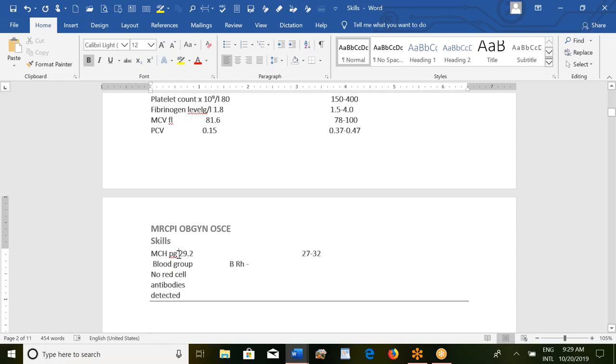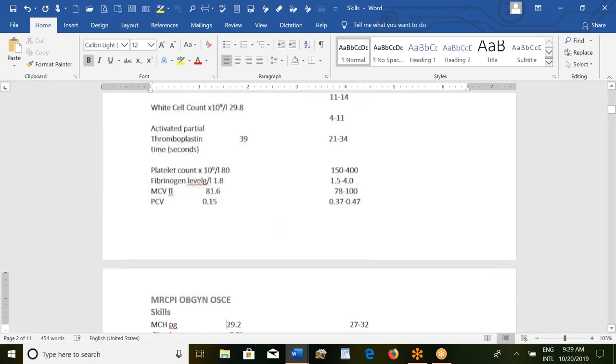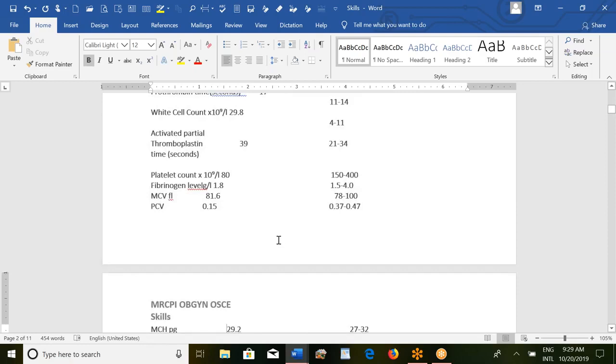So she's RH negative. Platelet count is 80. Okay. And fibrinogen level is 1.8.